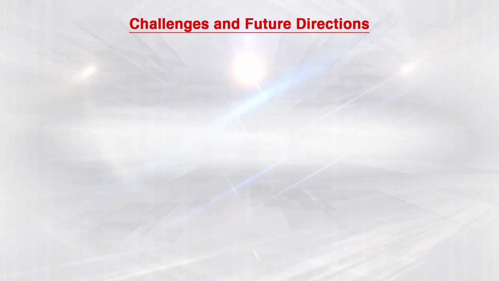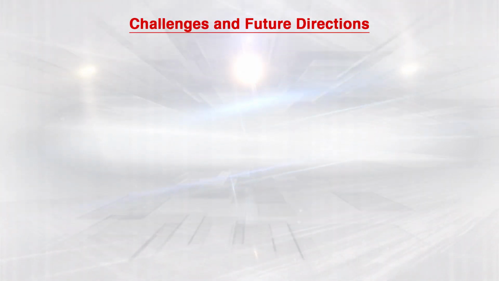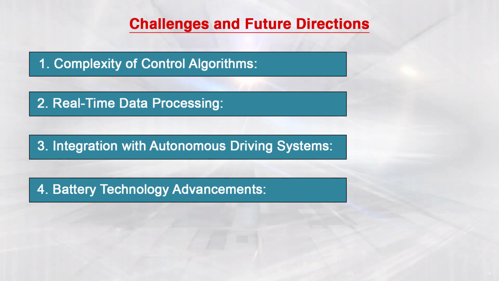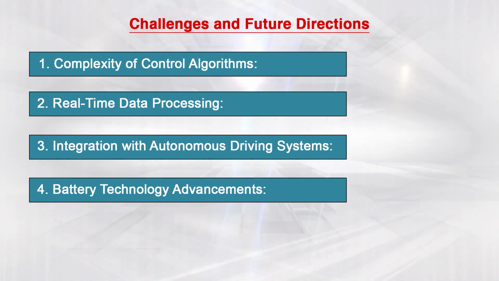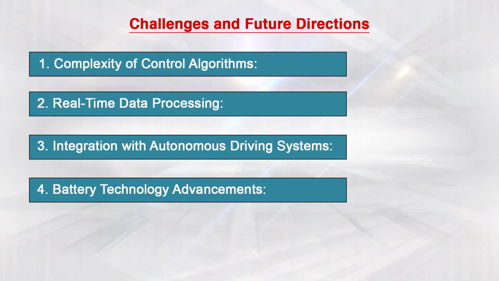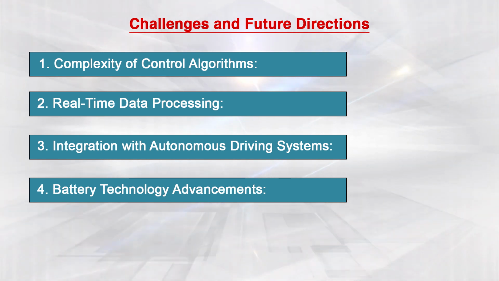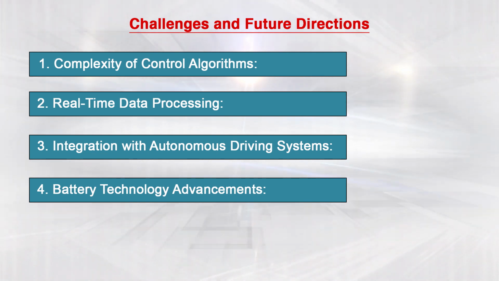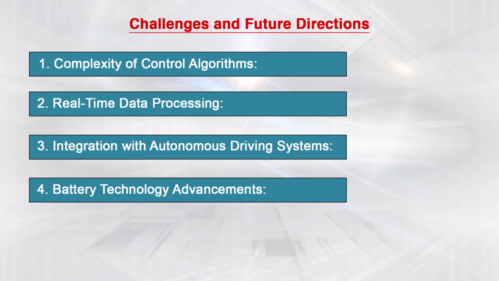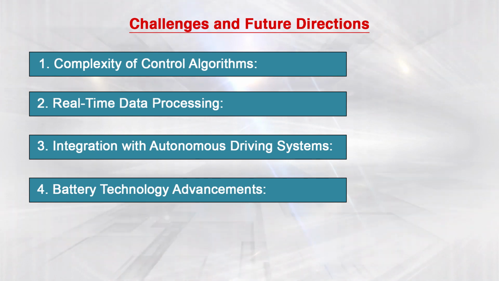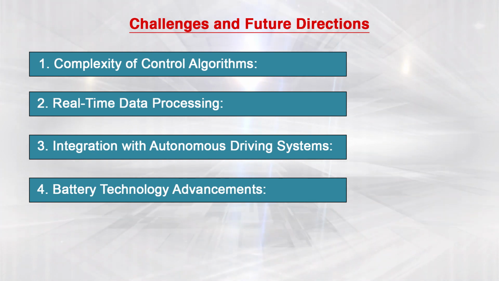Some of the challenges associated with the power management control strategies are the complexities of control algorithms. As control strategies become more sophisticated, the complexity of the algorithm increases. Developing robust algorithms that can handle diverse driving conditions and vehicle configurations is a significant challenge. Another is real-time data processing. The ability to process vast amounts of real-time data from sensors and external sources is critical for adaptive power management. Advanced data processing capability and fast communication networks are necessary to support these requirements.